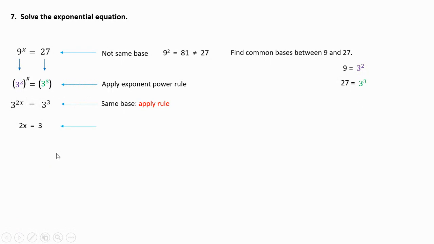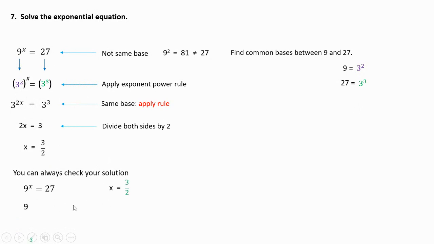Okay, so now we solve for x. Divide by 2 on both sides, so x equals 3 over 2. Now, the good thing about these types of problems is that you can always check your answer. So I'm going to plug in 3 halves for x. Now you can plug it in the calculator as it is, and it will be 27. So I know that's the correct answer.